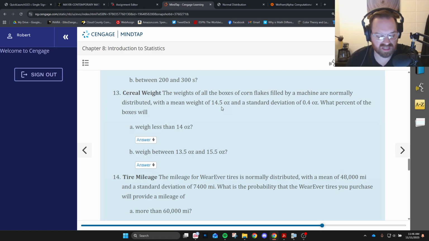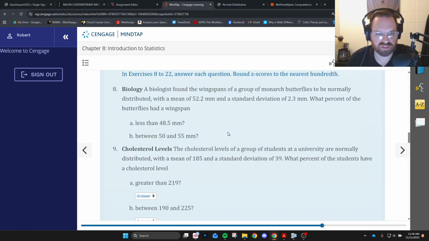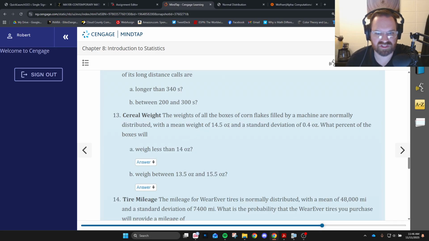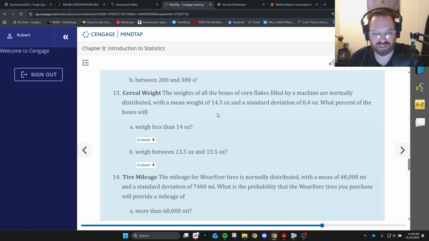What's really interesting, just a little side note, is that the units don't matter so much as the numbers. In question number 9, we were looking at cholesterol levels. Cholesterol levels and ounces of cereal weight really have no bearing or relationship with one another, right? So what matters is the consistency. If everything is in terms of weight, then that's all that matters.